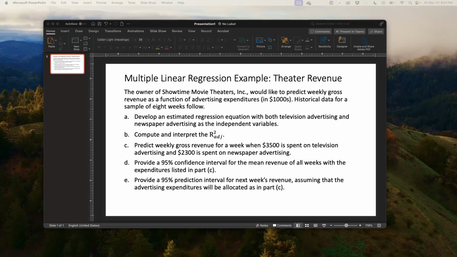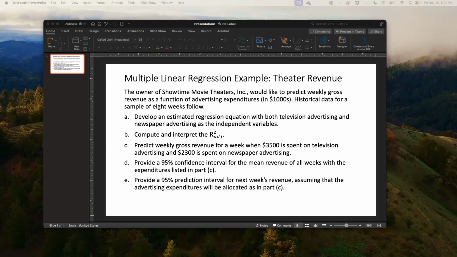Now, the first question is that we're expected to develop an estimated regression equation with both television advertising and newspaper advertising as the independent variables. Also, we're asked to compute and interpret the adjusted R-square, which is basically the performance metric we use when doing multiple linear regression. And then we're given some numbers to predict.